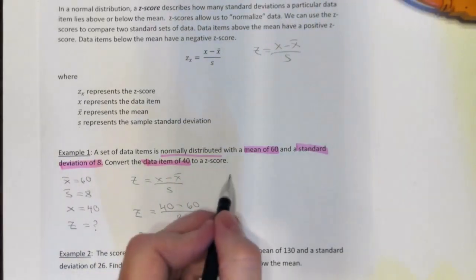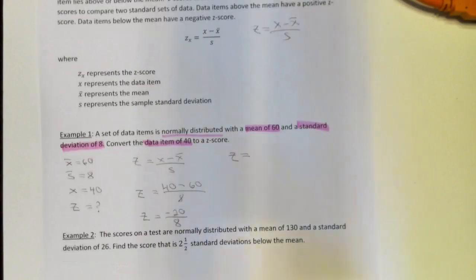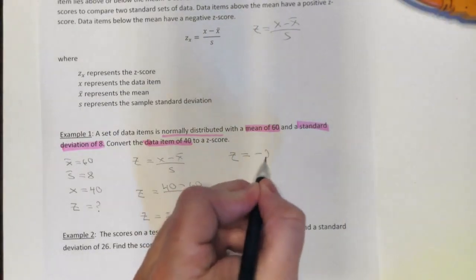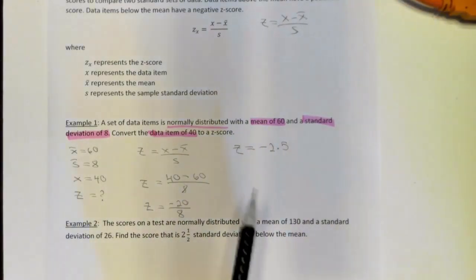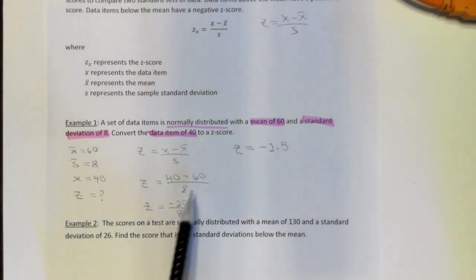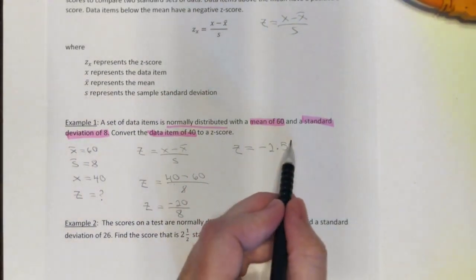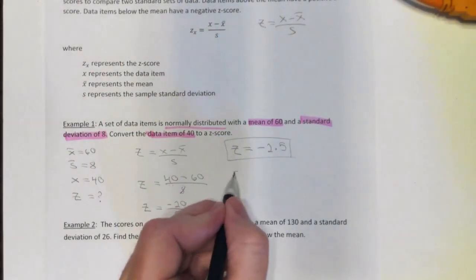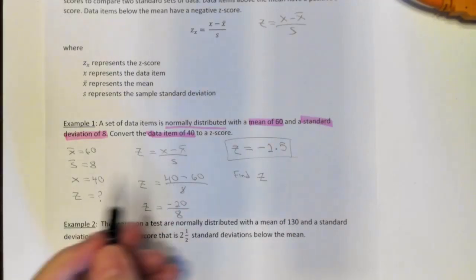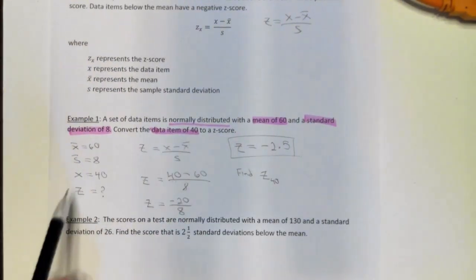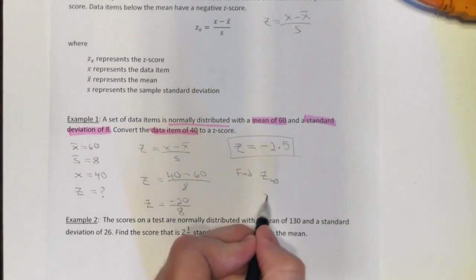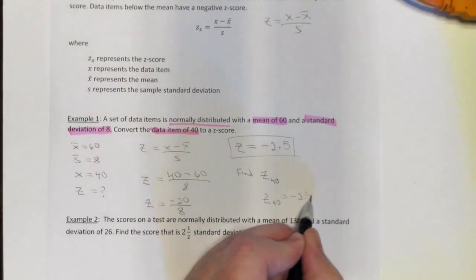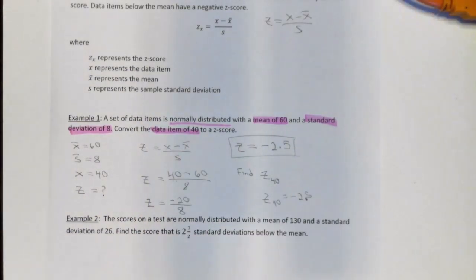Let's see what that decimal is. It's going to be something we can easily round. It will specify how to round if it wants you to round. Minus 2.5. So there's no issue with that, minus 2.5. That means that the 40 was to the left of the mean, which was 60. So that's our answer. They might say in the problem to find z sub 40, which means 40 is your x. So that's how they use the subscript. Okay, so z sub 40 is minus 2.5. So don't let that throw you off. It's the same thing.